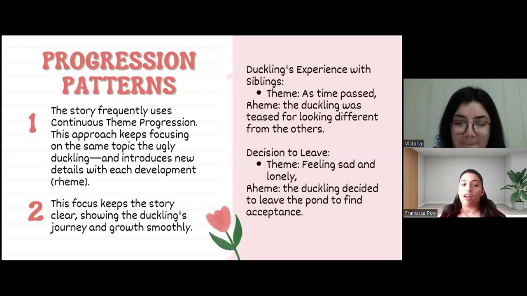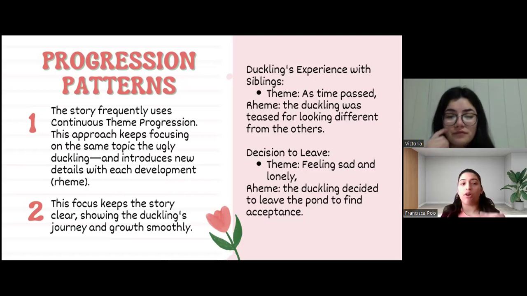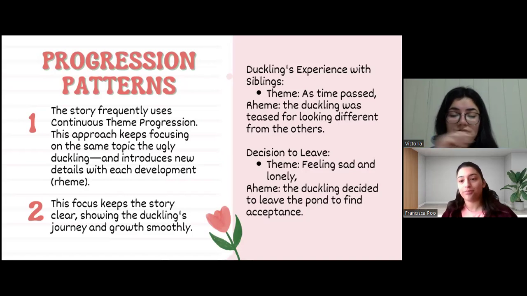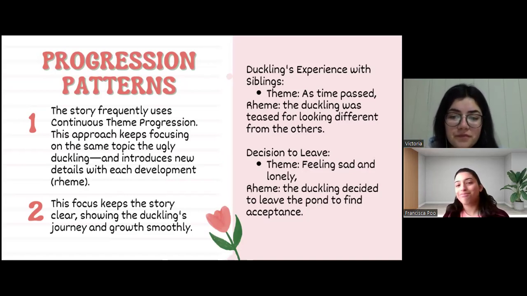For progression patterns, in The Ugly Duckling, the story uses the pattern of continuous theme progression, which is an approach focusing on the same topic and introducing new details as the tale develops. We have some examples of the theme and the rheme. For example, as time passed, which is the theme, and the rheme, that Dudley was teased for looking different from others. Down there, you have another example, which is the decision to leave. You can move on.